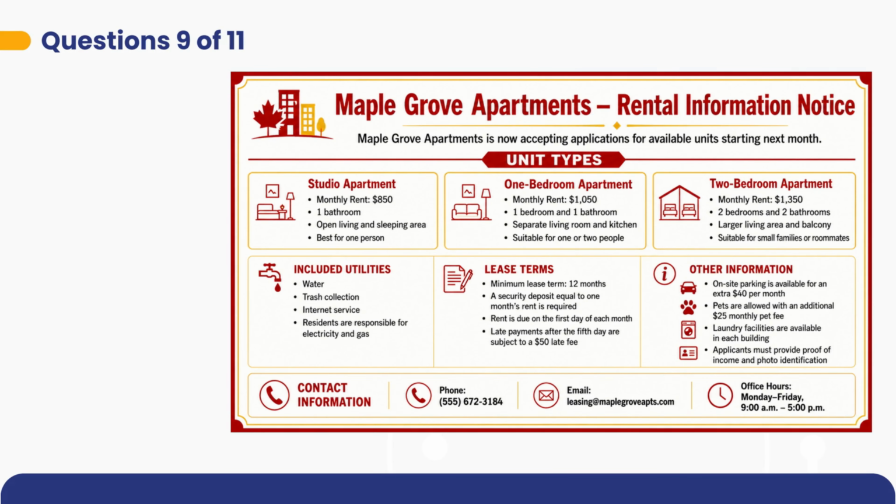Thanks. What are the lease terms for new residents? Begin preparing now. Begin speaking now. The minimum lease term is 12 months, and a security deposit equal to 1 month's rent is required. Rent is due on the first day of each month, and late payments after the 5th day are charged a $50 fee.